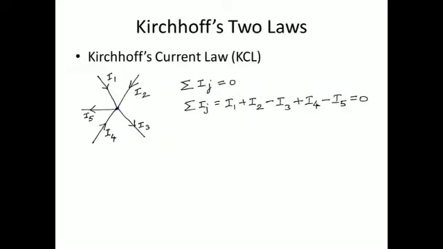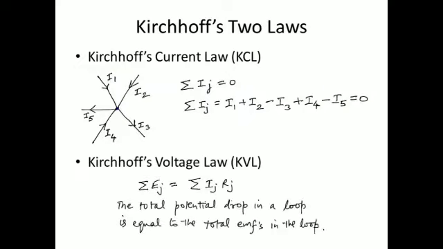Now the second Kirchhoff's law is Kirchhoff's voltage law. According to this law, in any loop, the algebraic sum of all the EMFs is equal to the algebraic sum of the products of the resistances and the currents flowing through them. So we see that the summation Ej is simply equal to the summation Ij Rj. That is, the total potential drop in a loop is equal to the total EMFs in the loop.